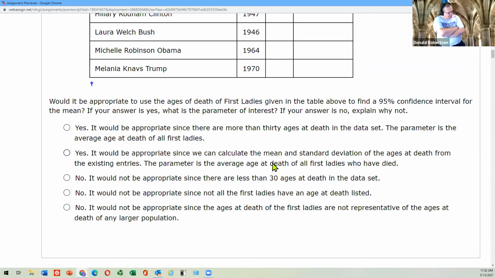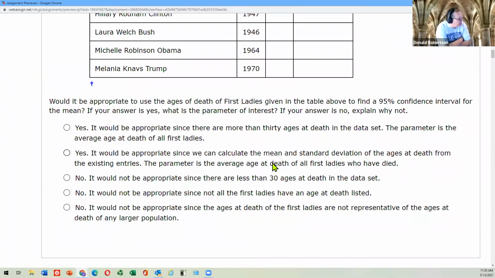I thought that question was easier until I read the details, and now I'm confusing myself. They're asking, is it appropriate to use the ages of death of first ladies? Well, it depends on what you're wanting to know. If the question is the average age at which a first lady dies, then I guess I could use it. If I was using it to get the average age that all women in America die at, I wouldn't use it. So let's see what the choice is.